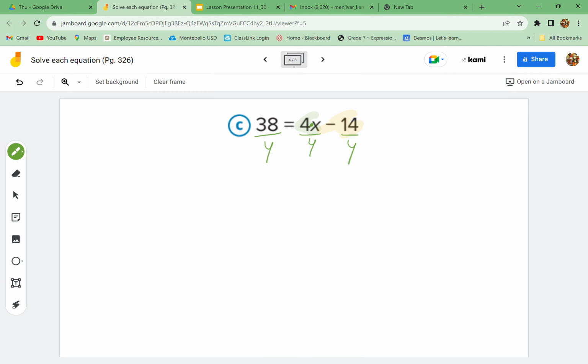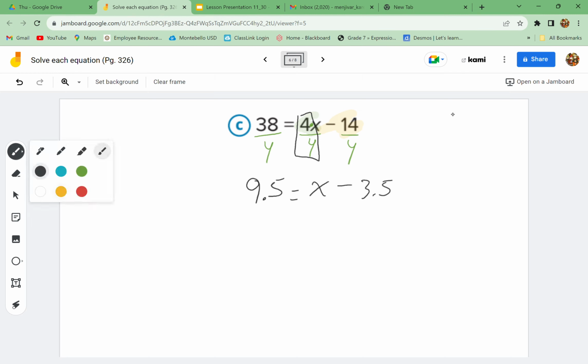Now for this one, let me change the color here. We have 38 divided by 4, which gives us 9.5, is equal to, this creates a 1 here, so you get 1x. And then we're going to divide this one. So we have a minus, and then it's 14 divided by 4. That gives us 3.5.